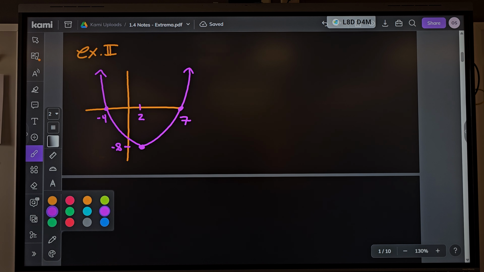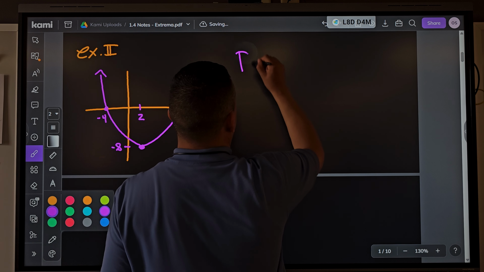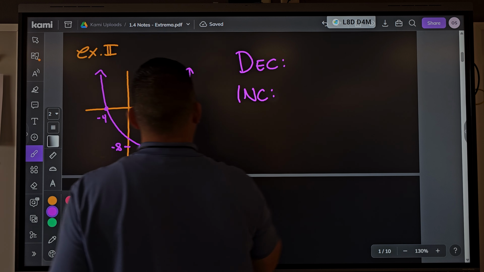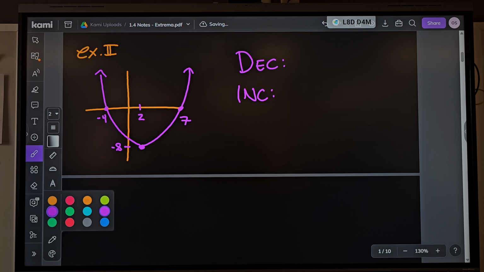This is the one students struggle with usually the first time. Once you know how it works, then it's easy. But I want you to answer that for me. Where is it decreasing? Where is it increasing? It's really easy to see it, point it out with your finger. It's a little bit harder to label it with intervals for students. So try it out first, see how you do.